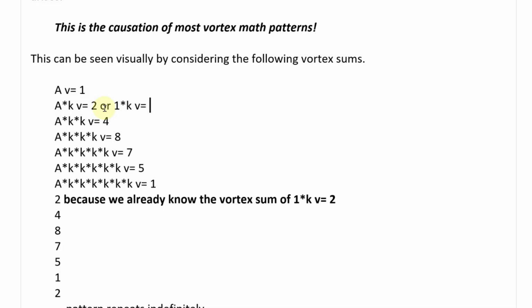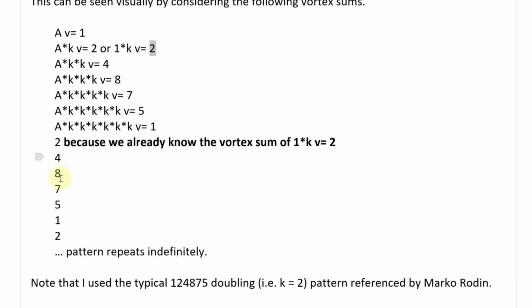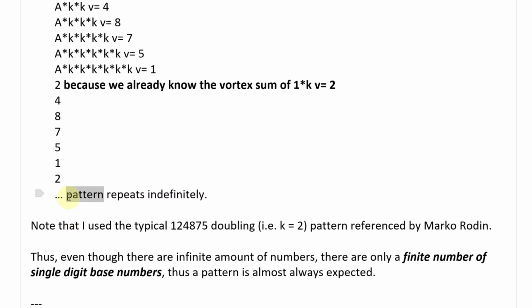Yeah, V equals 2. So these are the exact same stuff here. We could have got to this 2 from just multiplying the vortex sum of A. So in other words, we already know what this one is, and we already know what this one is. This one's going to be based on this number 2, so we don't care what these big numbers are. Even though this number gets super, super large, it does not matter. It's going to be dependent on the remainder, or the vortex sum. So the next one's going to be 4, the next one's 8, the next one's 7, the next one's 5, the next one's 1, the next one's 2, etc. The pattern repeats indefinitely regardless of how big this number is.